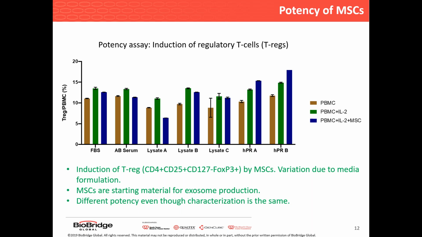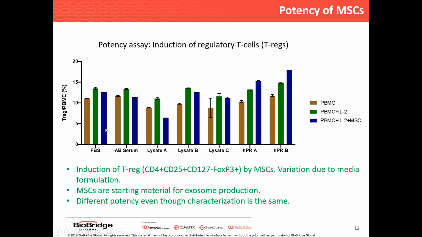So what you're looking at here is a potency assay we developed in-house, which is looking at induction of regulatory T cells, so Tregs. The concept here is immune modulation. This is a cell that you want to induce in order to downregulate the immune response. And so what you see here is the percentage of Tregs. In other words, a higher number means more Tregs. And these are the different media supplements down here below.